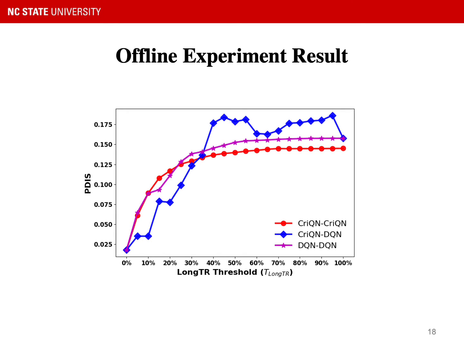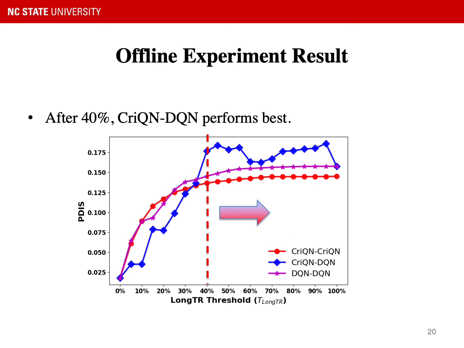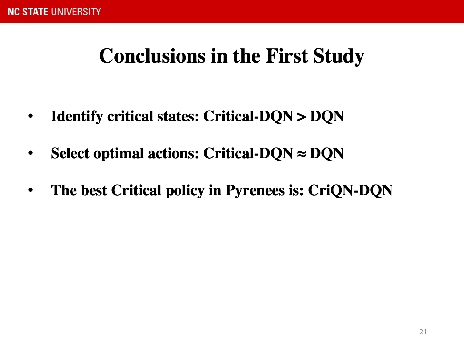This is the offline evaluation results. The x-axis is the long-term reward threshold, and the y-axis is the PDIS value. In general, the higher the PDIS, the better the policy performs. First, the general trend still holds that the larger the threshold, the better the policy performs. And after 40% threshold, the blue line policy performs best, which applies the critical DQN to identify critical states and original DQN to select the optimal actions.